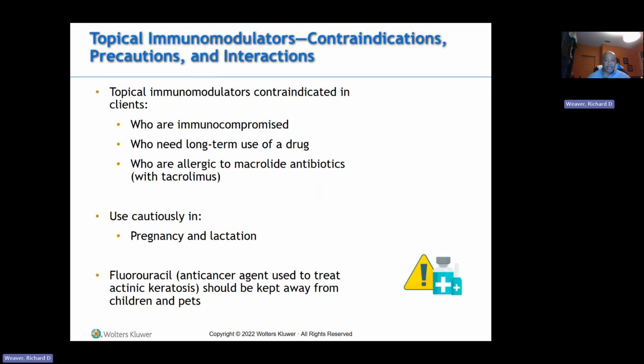Fluorouracil is what it seems to be called. It's just an anti-cancer agent that we use to treat actinic keratosis. Anyway, so all right.